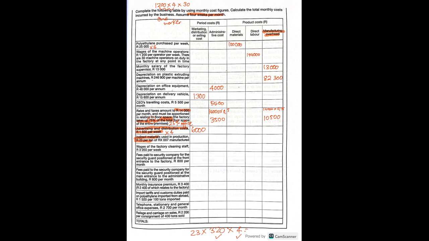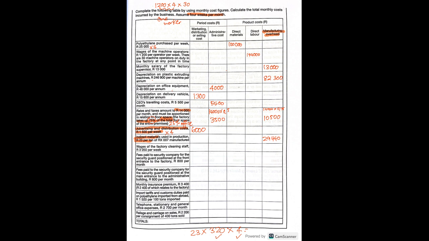So 23 times 320 times 4, that would tell us that your indirect materials is 29,440. So this is your cost of your indirect materials.